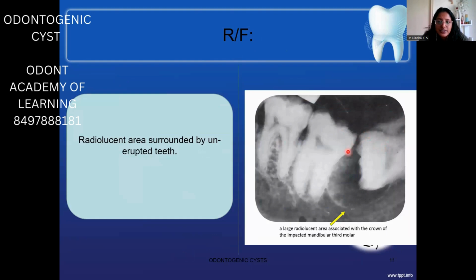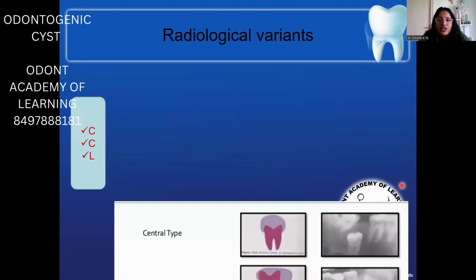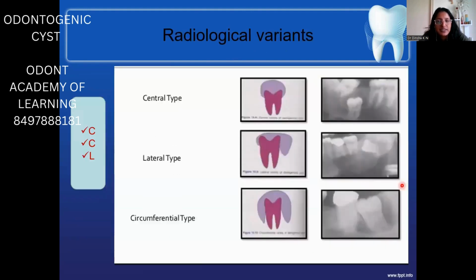Radiographically, you can see a radiolucent area surrounding this unerupted tooth. So we have some radiological variants in this dentigerous cyst. Those are the radiolucency surrounding the impacted tooth in a central manner, which you call the central type; if it is extending towards the lateral side, you call it the lateral type; whereas in the last picture, you can see it is completely covering the unerupted tooth, which you call the circumferential type. So the three radiological variants are central, lateral and circumferential.